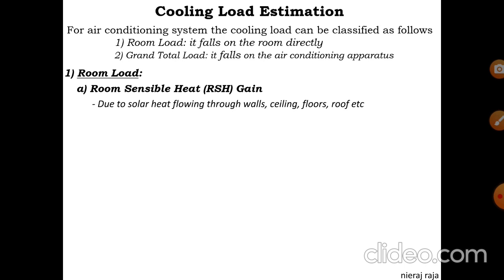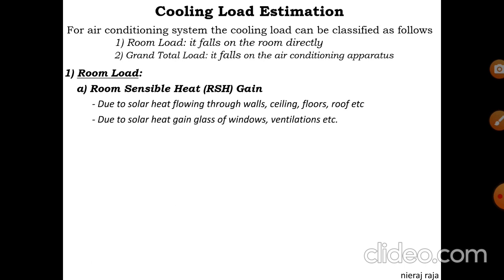First, that is solar heat, or the heat flowing through the walls, ceiling, floors and roofs, etc., by conduction. From the outer side, solar rays produce radiation which increases the temperature of the wall, ceiling, floor and roof, and through that, by conduction, it enters your room.